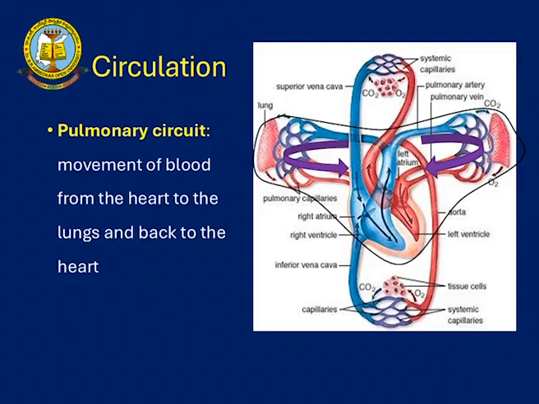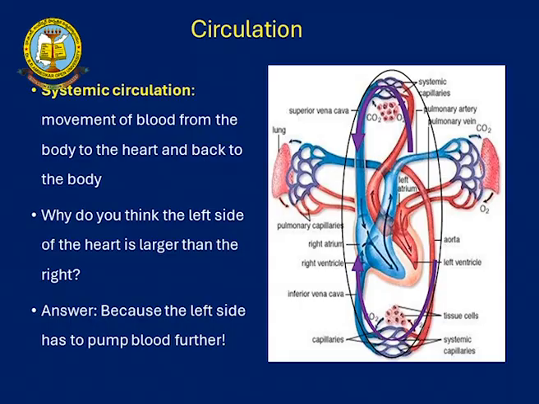Pulmonary circuit: movement of the blood from the heart to the lungs and back to the heart. What is the pulmonary circuit? The pulmonary circuit is nothing but the movement of the blood from the heart to the lungs, where the blood becomes oxygenated.